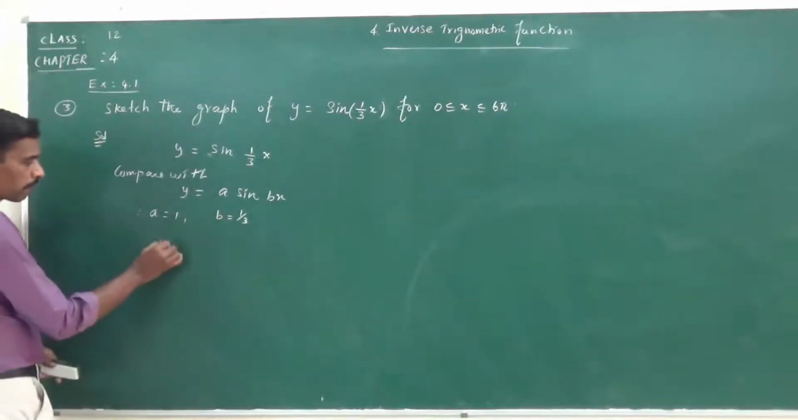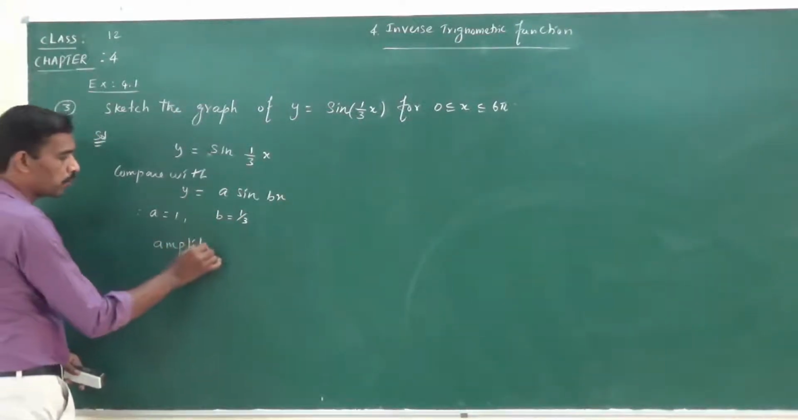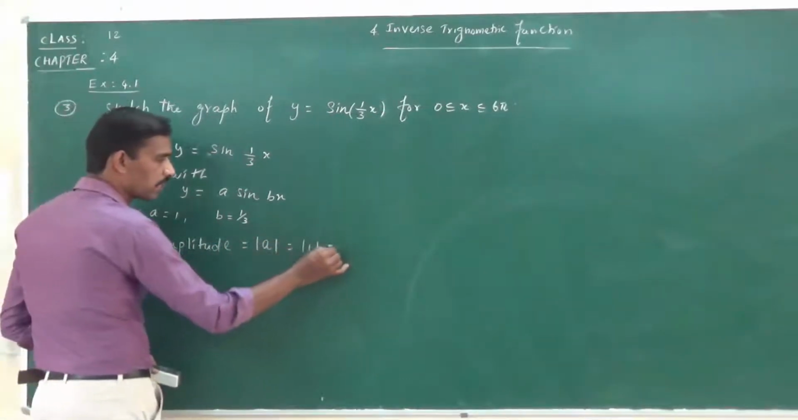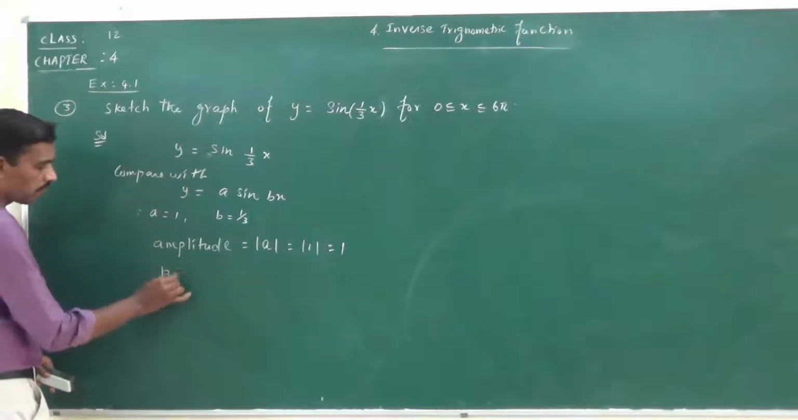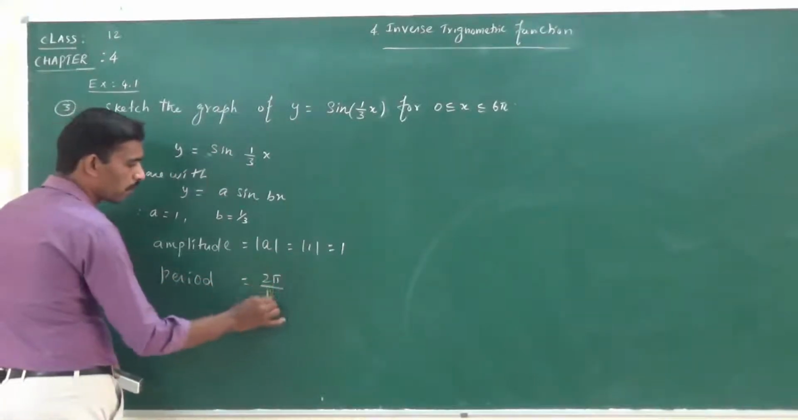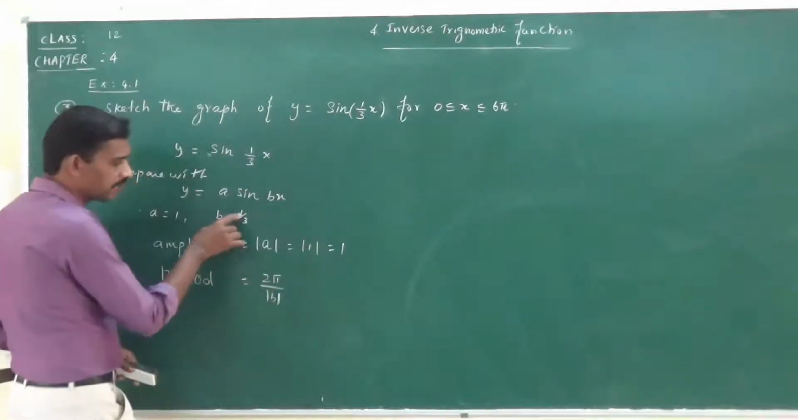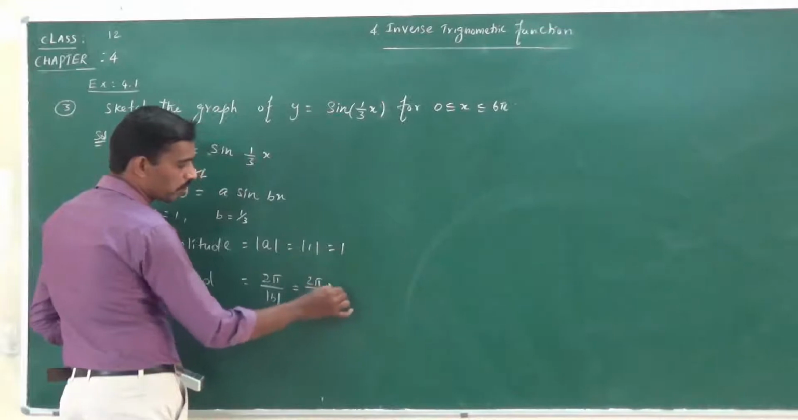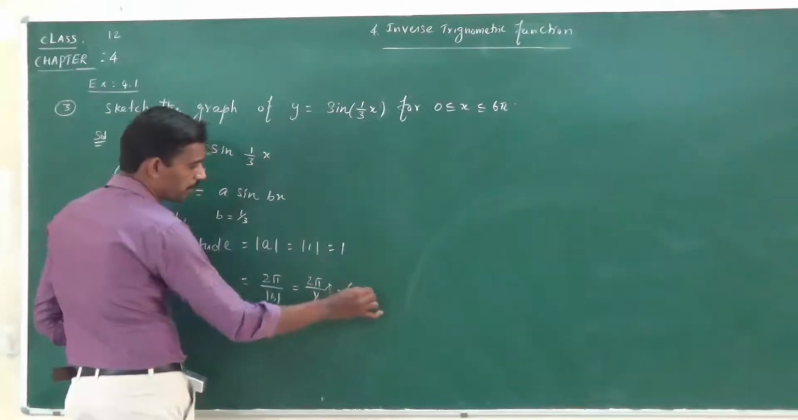Now, we have to find out the amplitude. So, amplitude is nothing but the modulus of a. So, modulus of 1 is equal to 1. And next, we have to find out the period. So, this is nothing but 2 pi divided by modulus of b. Here, b is equal to 1 by 3. So, 2 pi divided by 1 by 3. So, this 3 goes to the numerator and we get 6 pi.